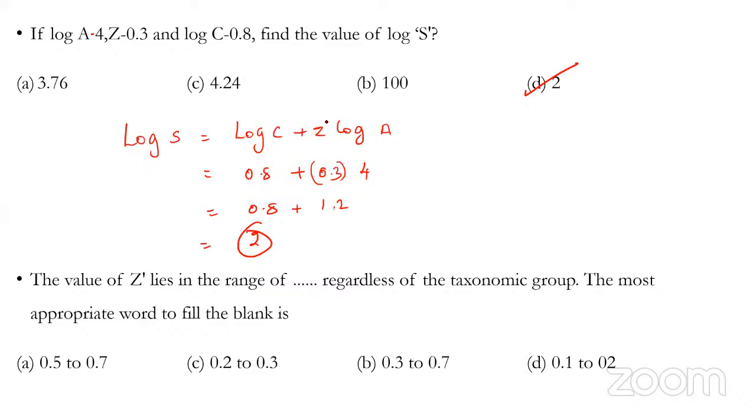So please remember this formula. By the way, by doing this, will you get a rectangular hyperbola or will you get a linear curve? Can I get a quick answer? Will it be a rectangular hyperbola or a linear curve when you convert it into log-log values? Very good. It will be linear. For a rectangular hyperbola, the formula will be S is equal to C into A raised to Z. Fine. Next question.